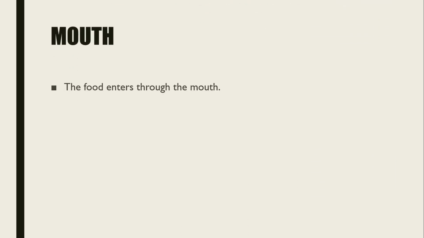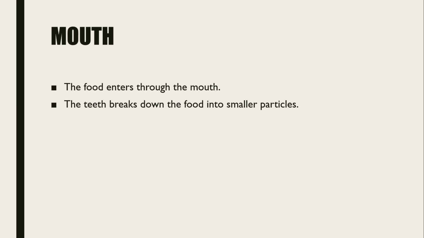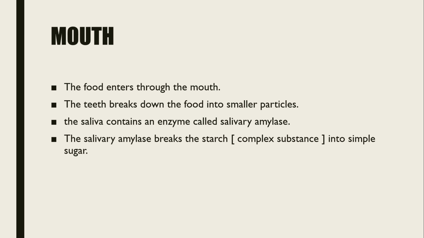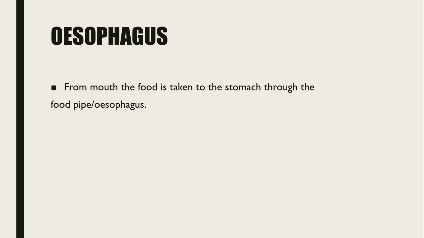And starting from the mouth, the food enters through the mouth, as you all know, and the mouth contains teeth, saliva and tongue. Let's see what these do one by one. The teeth break down the food into smaller particles, and the saliva contains an enzyme, salivary amylase. This salivary amylase breaks the starch into simple sugar, and the food is mixed with saliva with the help of the tongue. And then from the mouth, the food is taken to the stomach through the esophagus.